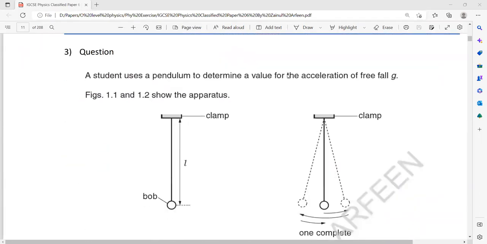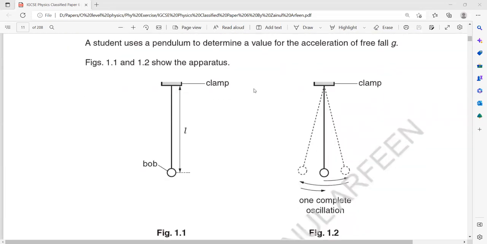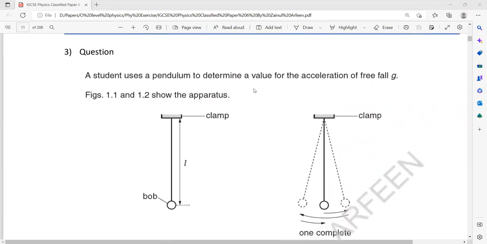Question 3: a student uses a pendulum to determine the value of acceleration. The independent variable is on the x-axis. But as we are not doing an experiment, we don't know whether it will affect or not. That's why we are investigating. So here both are possible. You can put time on the x-axis or diameter on the x-axis.